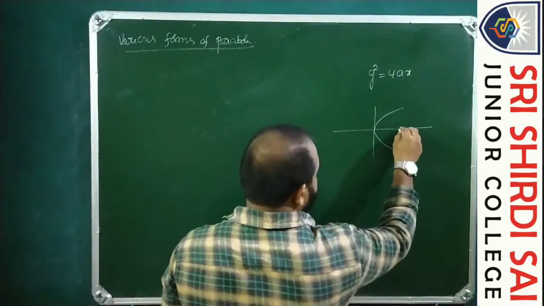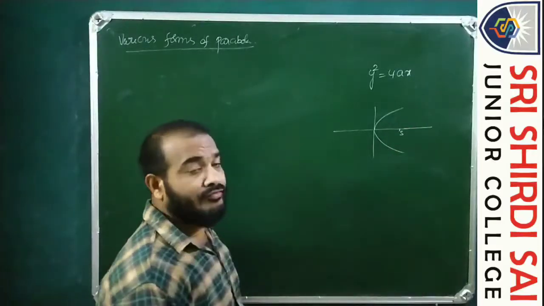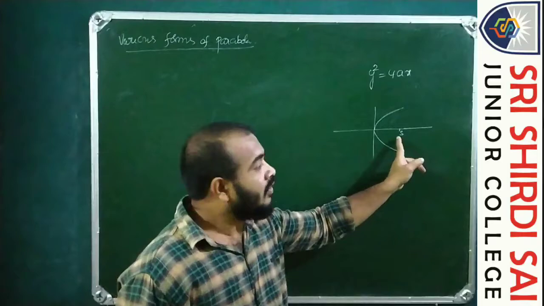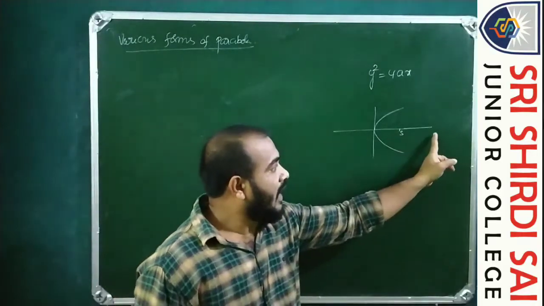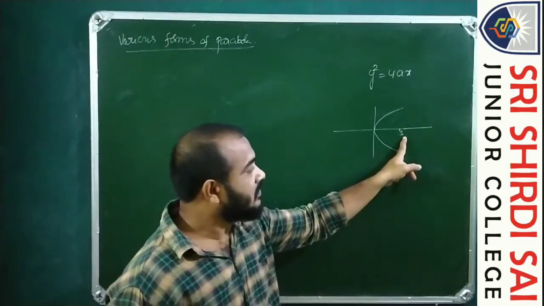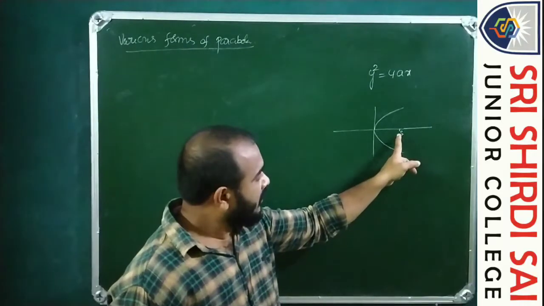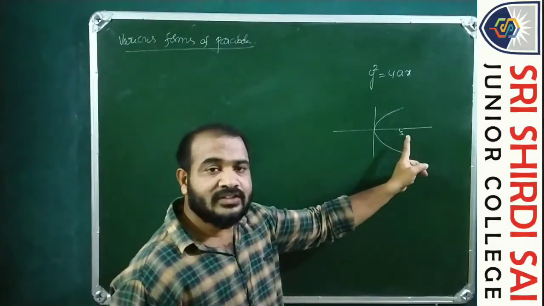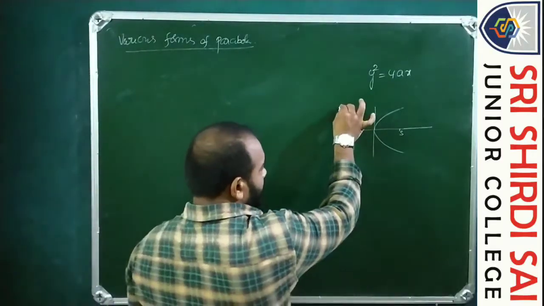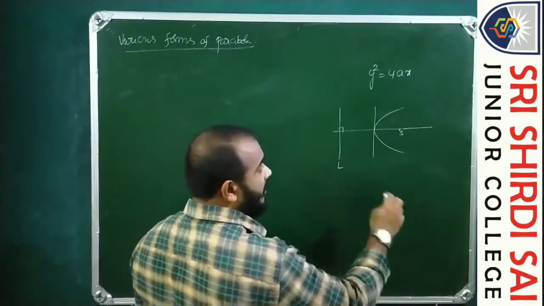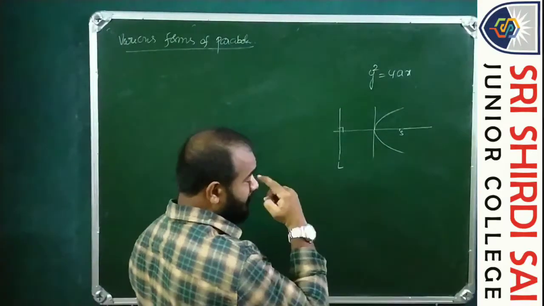So, this is the focus. Focus is the fixed point lying on the axis or principal axis. What is the principal axis? The straight line which is passing through the fixed point and perpendicular to the fixed line. This is L. This is the directrix.